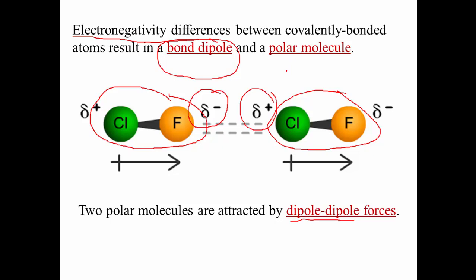It is not as strong as ionic. These are not a transfer of electrons. They're just a partial end of the molecule that's positive being attracted to the partial end of the other molecule that's negative. It is a permanent attraction, but it is not nearly as strong as ionic. This symbol means partial.